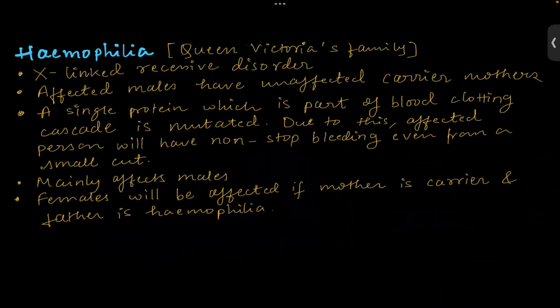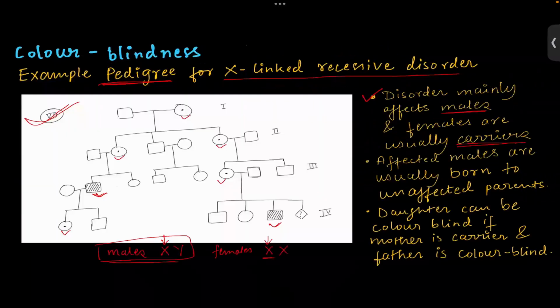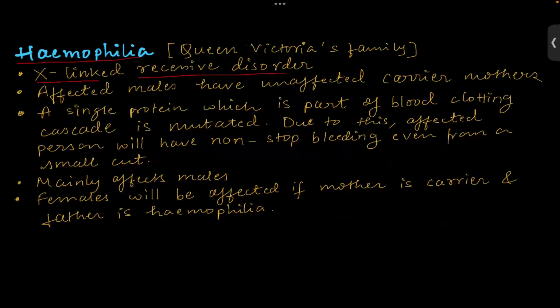Now, another Mendelian disorder is hemophilia. Hemophilia is also an X-linked recessive disorder. So the pattern of inheritance is similar to this particular pedigree. We can draw a similar pedigree for hemophilia as well. Here also the same features apply: the males are usually affected, the females are usually carriers, and affected males are often born to unaffected parents, where the mother is a carrier.